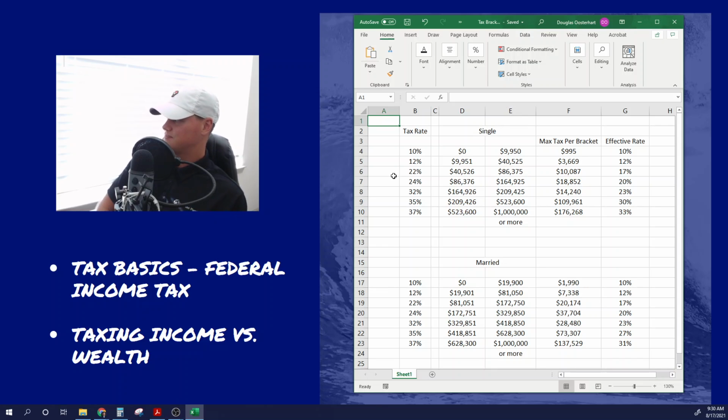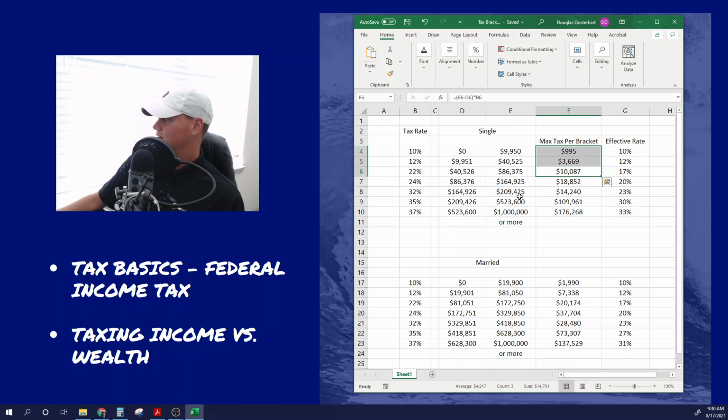Well, the cap, like I mentioned, is about 10,000 at the 22% bracket, about 3,600 at the 12% bracket, and then about $1,000 at the 10% bracket. We add those top tax dollars up, and that becomes a total of 14,750 in tax on about 86,000 of income.